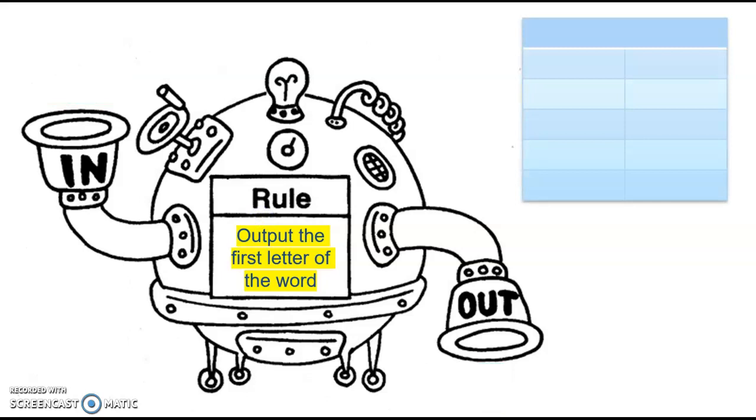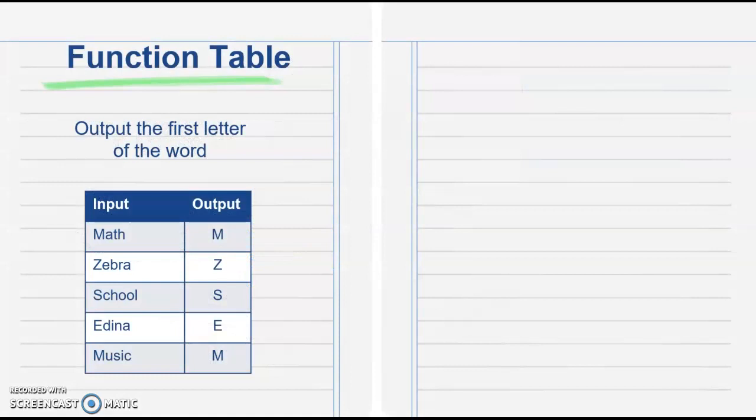Now we could keep going, but that's kind of hard to keep track of. So I'm going to create this table and I'm going to write down everything that I put in and what comes out with it. So we already talked about math and we already talked about zebra. What would come out if I put the word school into my machine? Out would come an S. If I put the word Edina in, the first letter would be E. And lastly, if I put the word music in, out would come another M. What we just created was something called a function table. A function table just lists out all of the inputs and outputs that you get when you use that function machine.